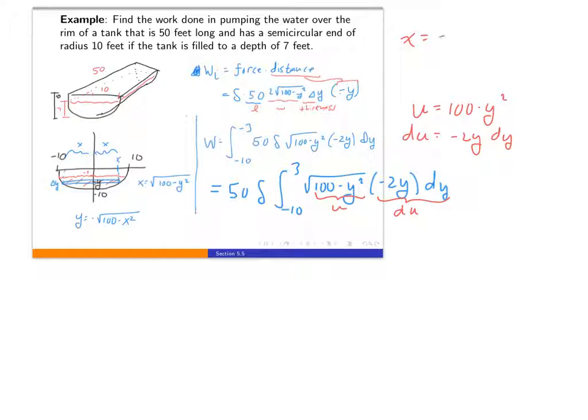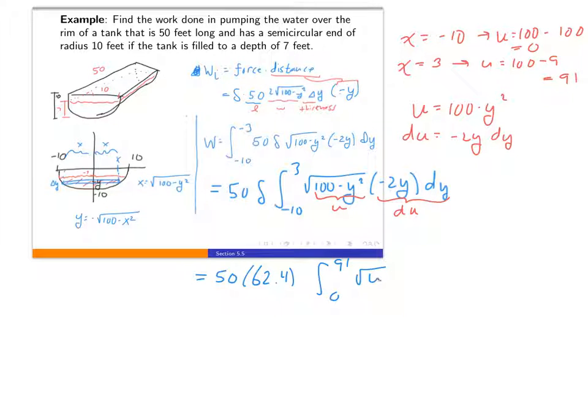So if y is equal to minus 10, then u is equal to 100 minus 10 squared. So u is 0. For the upper limit, if y is minus 3, u is equal to 100 minus 3 squared, so 100 minus 9, which equals 91. So our new integral is going to be 50 times delta, and I'm just going to substitute in now delta is 62.4, the integral from 0 to 91 of the square root of u du. So after the substitution, this becomes significantly nicer looking.